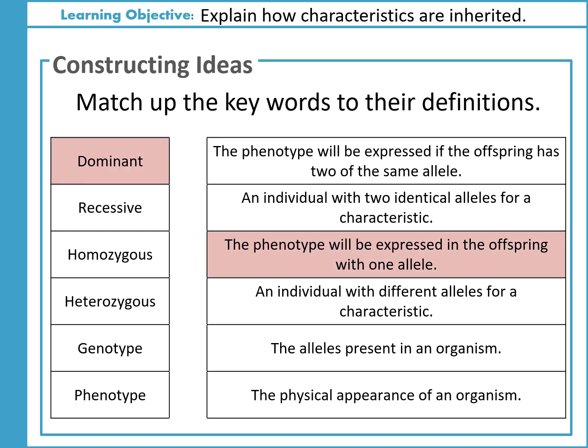Dominant in terms of genetics means that you are going to express the phenotype even if you only have one copy of the allele. So you inherit one copy of the allele from each of your parents, but if you inherit a dominant allele, that will be expressed. So for instance, for eye colour, if you inherit a brown allele from one of your parents, you will have brown eyes, regardless of what you inherit from the other parent.